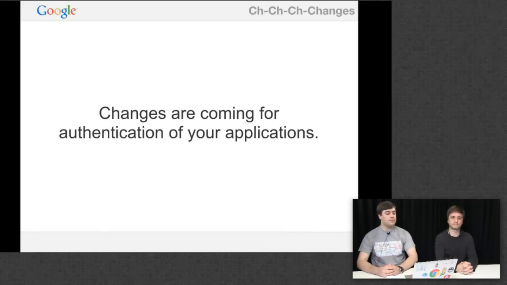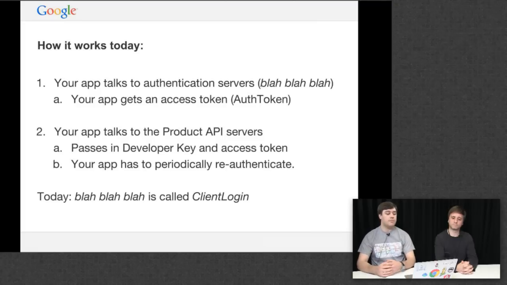At the moment, changes are coming for the authentication of your applications. Many of your apps are using client login, and this is the flow for how client login authenticates with the service. Your app talks to the authentication service and gets an access token, or an auth token in this case. Your app talks to the product API servers and passes a developer key and access token, and your app has to periodically re-authenticate with the service. This is called client login.